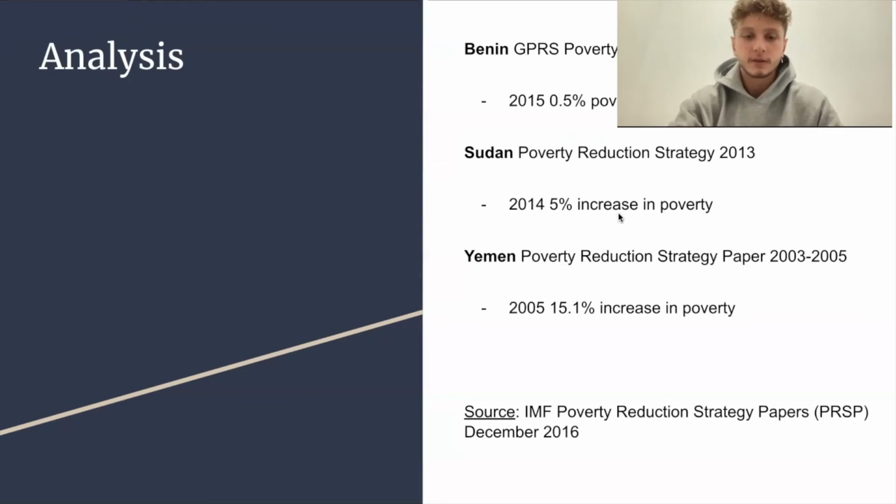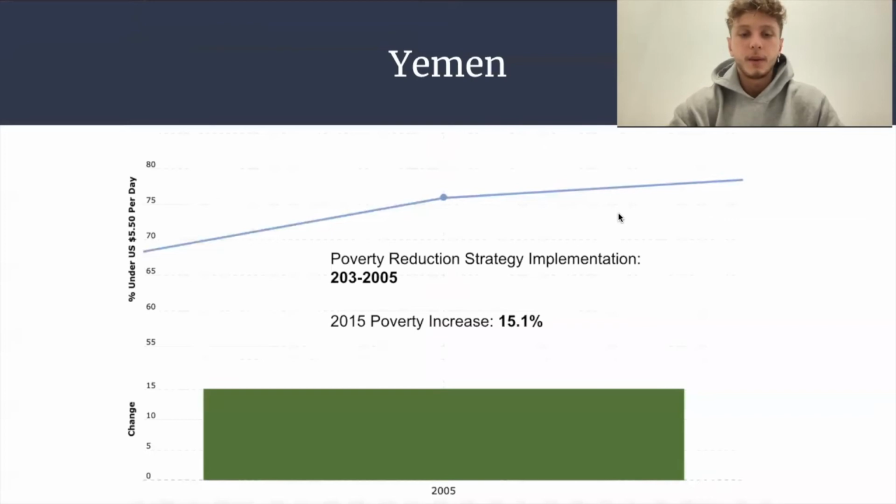Taking Yemen as the first example, the Republic of Yemen implemented the poverty reduction strategies progressively from 2003 to 2005. Yet 2005 saw Yemen's poverty rates increase by 15.1%, according to the World Bank, which is the exact opposite effect forecast by the poverty reduction strategy papers.